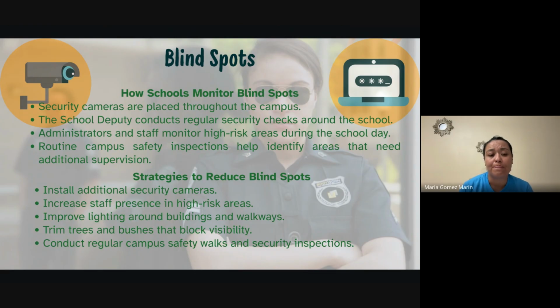Okay, there are some strategies that we can use to reduce the blind spots, such as installing additional security cameras, increasing the staff presence in high-risk areas, and improving the lighting around buildings or in walkways. So trim the trees and bushes that block visibility, and conduct regular campus safety walks and security inspections.